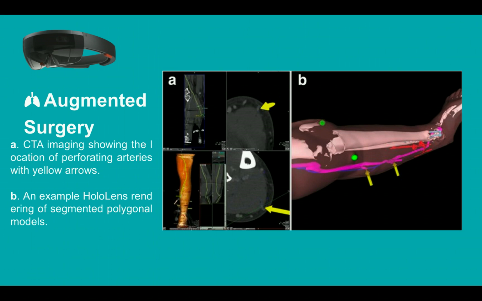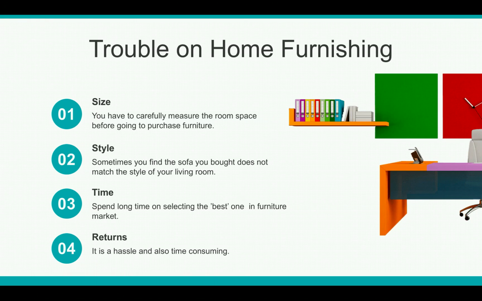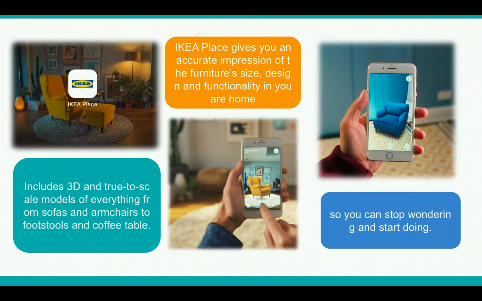In the next step, let's talk about something about furnishing. For the home furnishing in the traditional way, we have to carefully measure the room space before going to purchase furniture, spending a long time at the furniture market. And the most annoying problem is that the furniture you bring back home doesn't fit the room or it doesn't match the decoration style. But now we can use applications like IKEA Place to solve this problem.